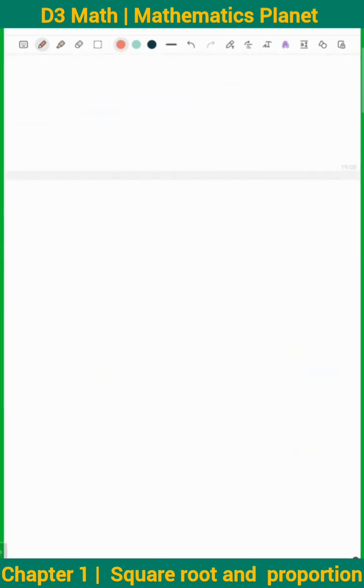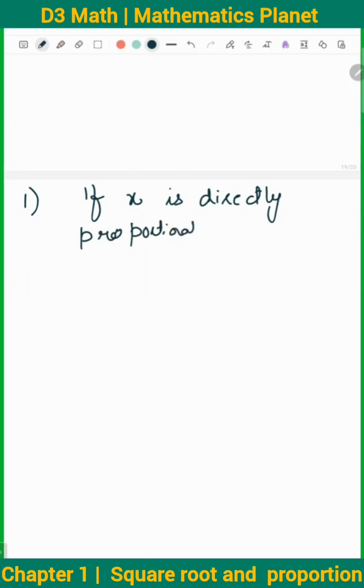For example, we are going to start one question now and we are going to answer it. If x is directly proportional to y, and x is equal to 4.5 and y is equal to 3, so find. So now x is directly proportional to y, x is 4.5, y is 3.